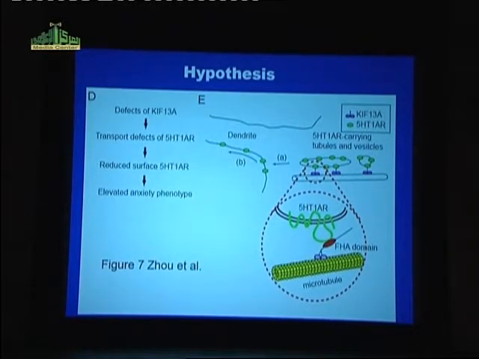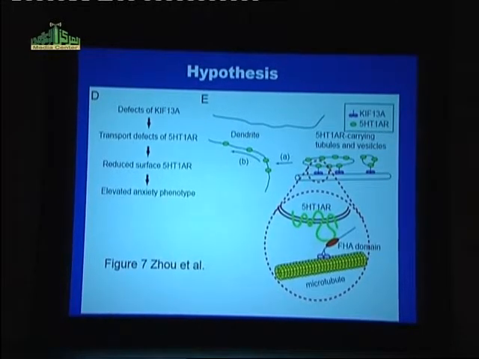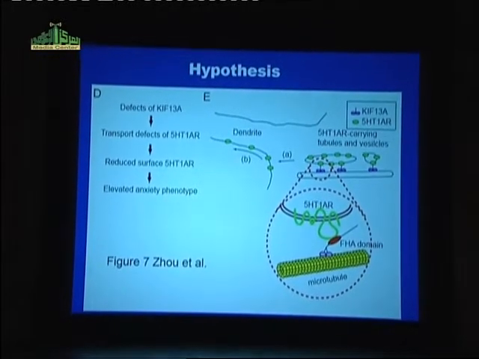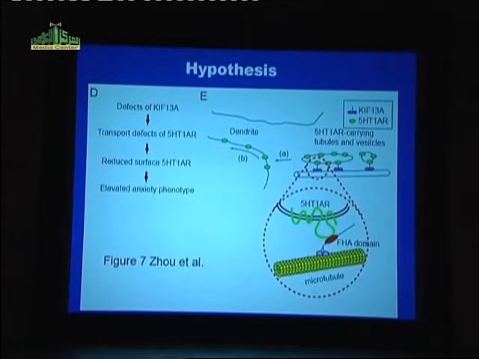KIF13A binds to the serotonin 1A receptor through the FHA domain and transports this receptor from the cell center to the plasma membrane. This process is very fundamental for serotonin neuron function. So if you have a defect in this process, the result is elevated anxiety. So these mice could be a good model for the study of anxiety neurosis or depression.